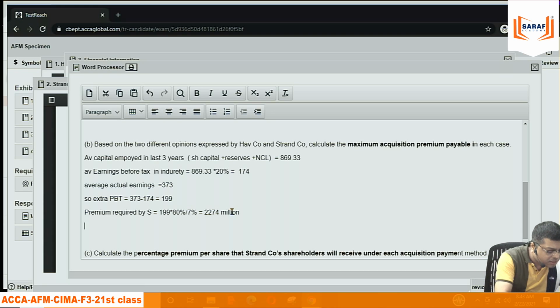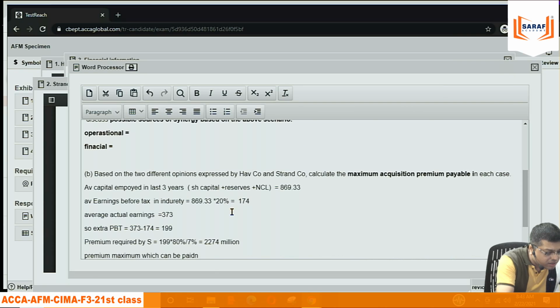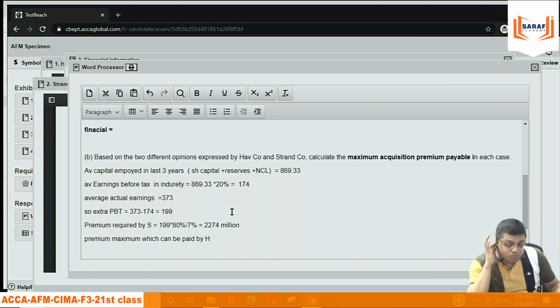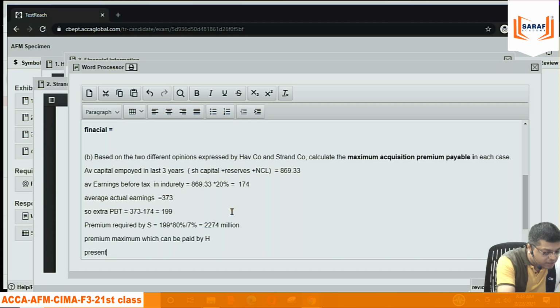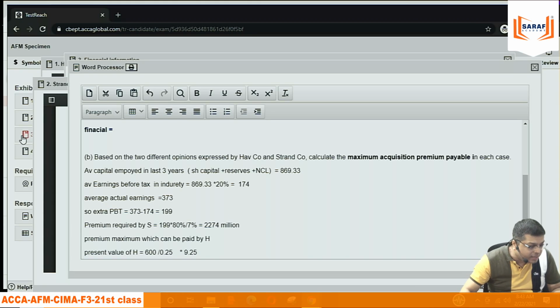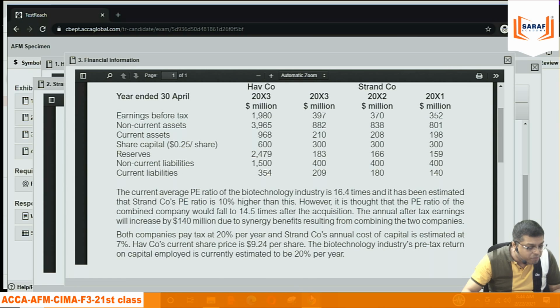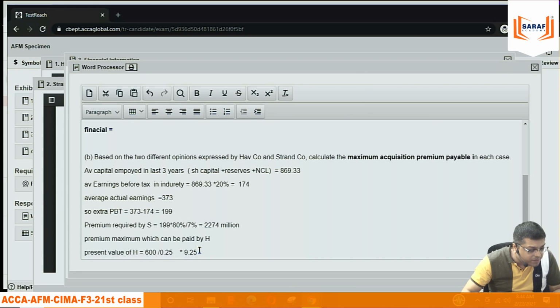ठीक है, now premium maximum which can be paid by H. तो वो लोग क्या बोल रहे हैं कि जो वैल्यू इंक्रीज होगा शेयर वैल्यू के बेसिस पे वो करेंगे. ठीक है, तो प्रेजेंट वैल्यू ऑफ H 600 डिवाइडेड बाई 0.25 इंटू शेयर प्राइस 9.25 है शायद 9.24. ठीक है, that is their present value.